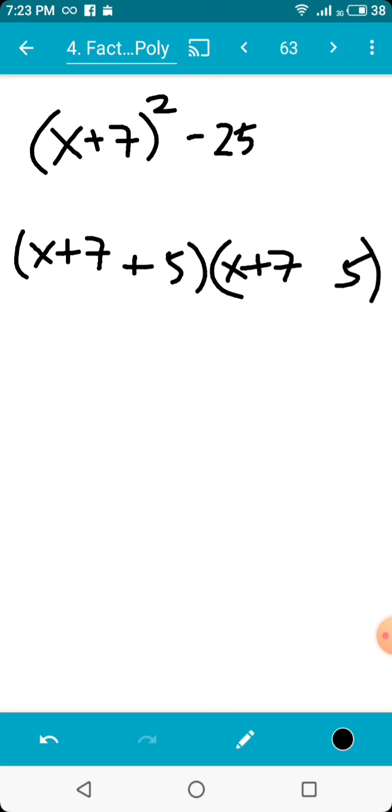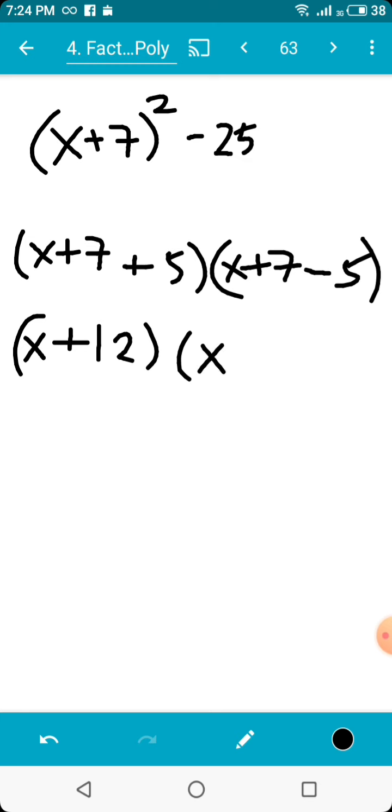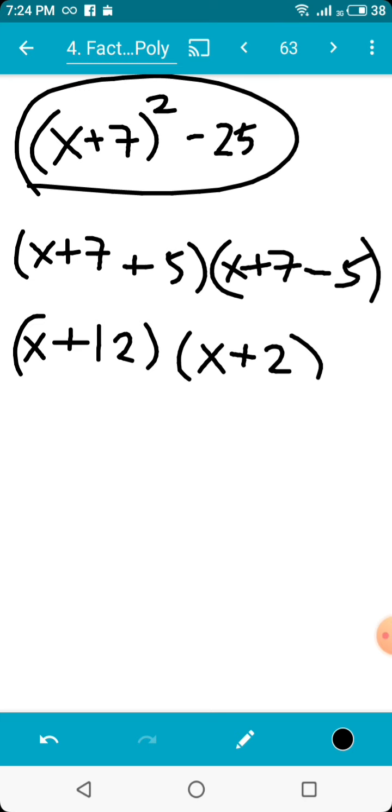So, addition and subtraction. Tama? So, ito yung square root ng isang term. And, ito naman yung square root ng isang term. Okay? Okay, so, simplify natin. So, itong isang grupo na to, that will become x plus, so, 7 plus 5, that is 12. Okay? And, itong kabila naman ay 7 minus 5, that is positive 2. So, ito na ngayon yung factors nito.